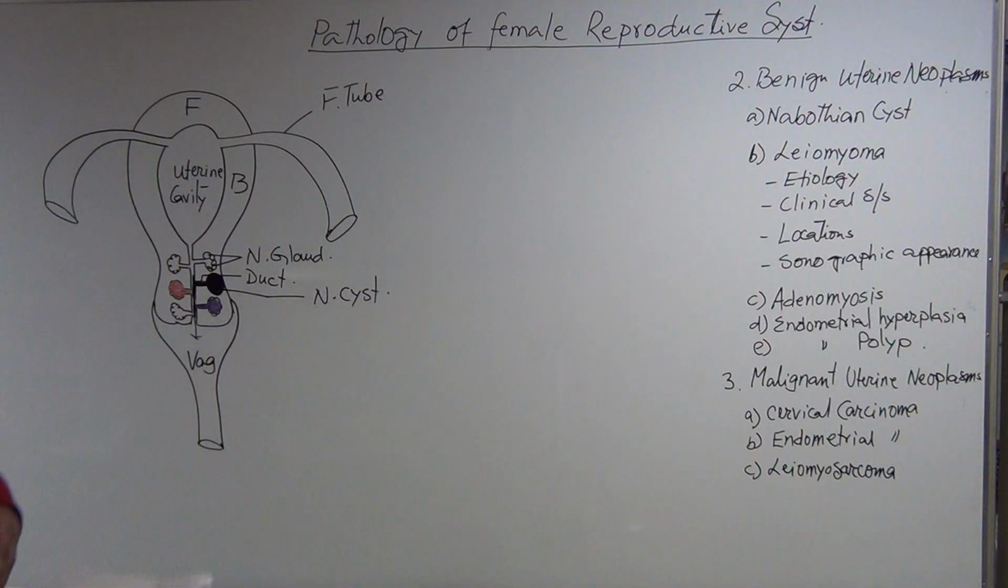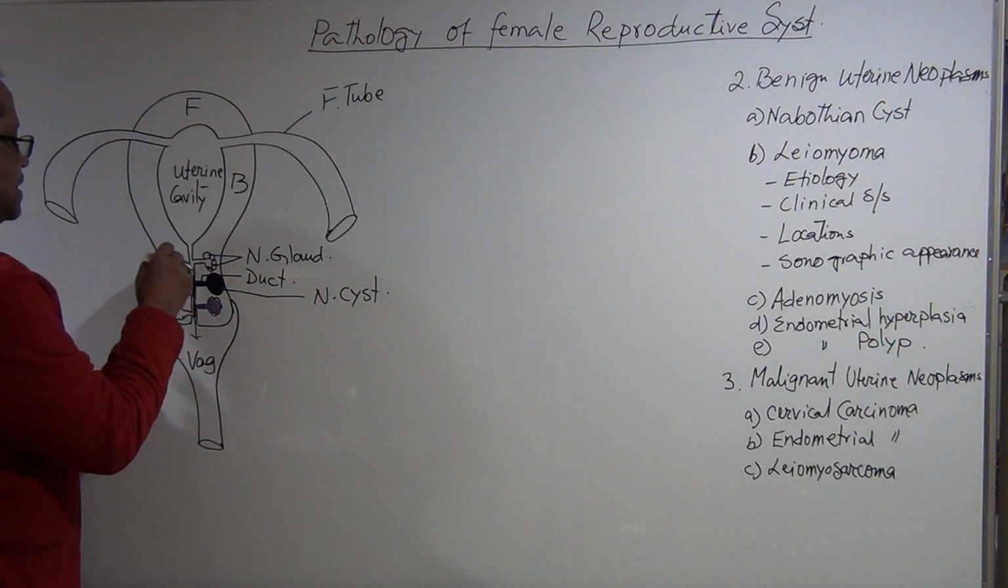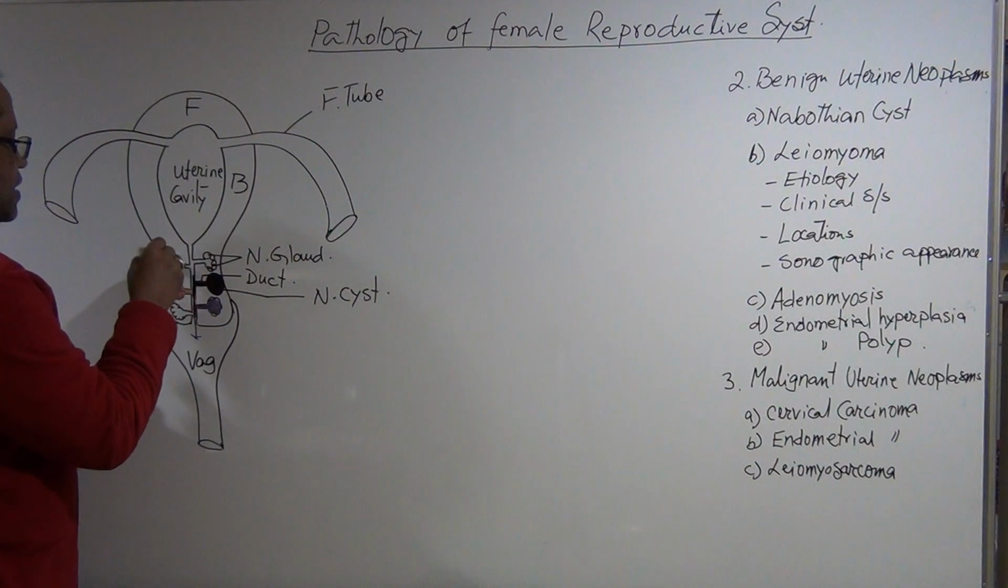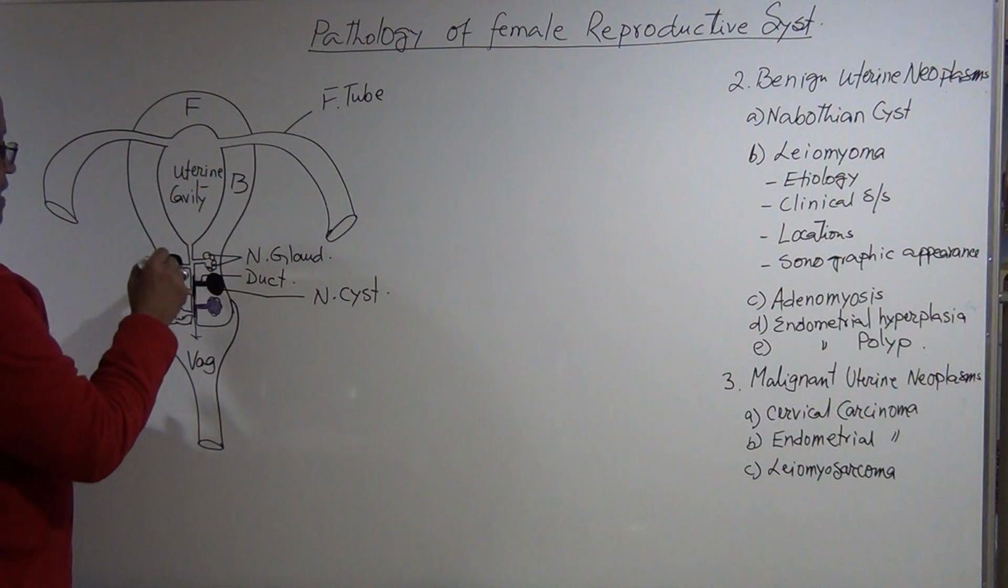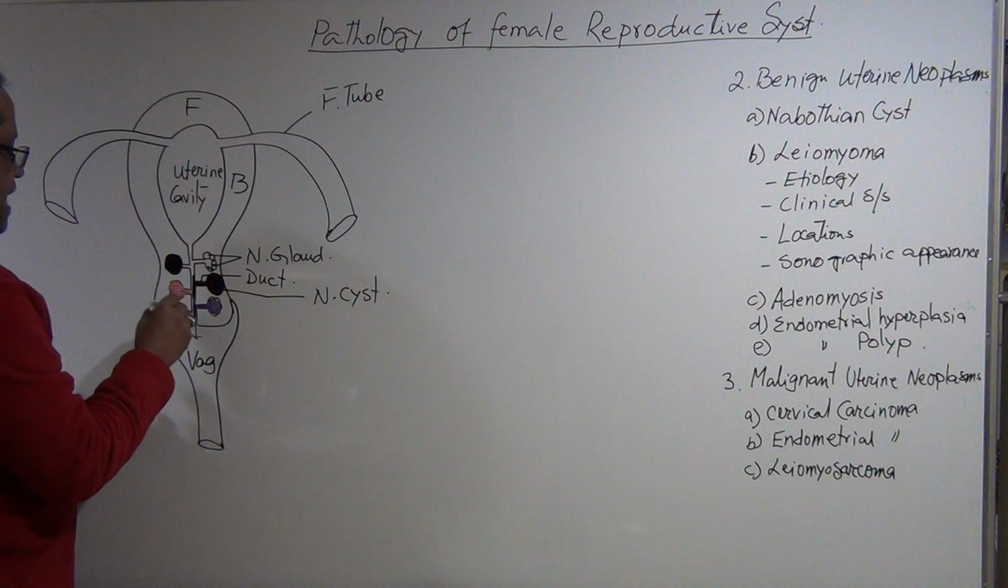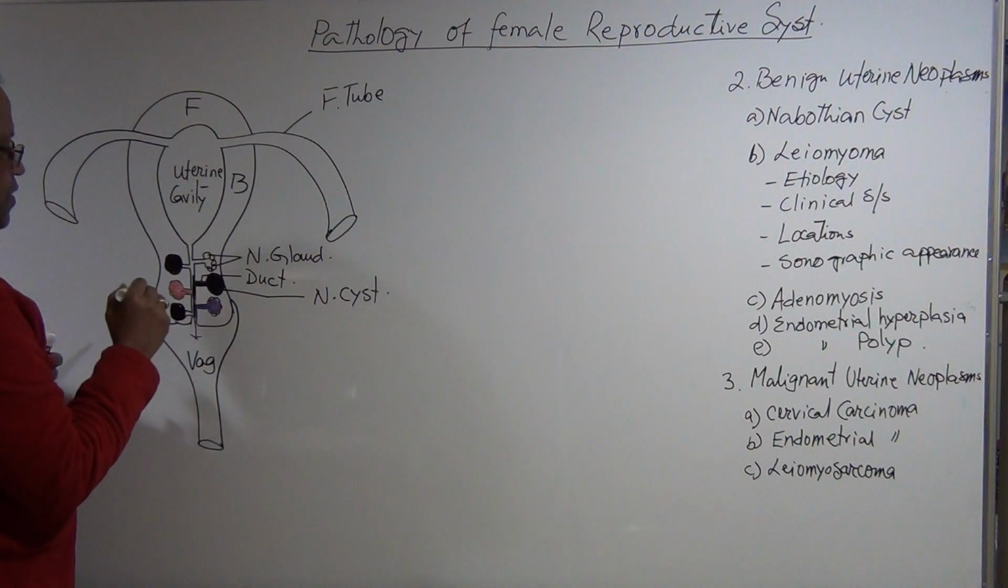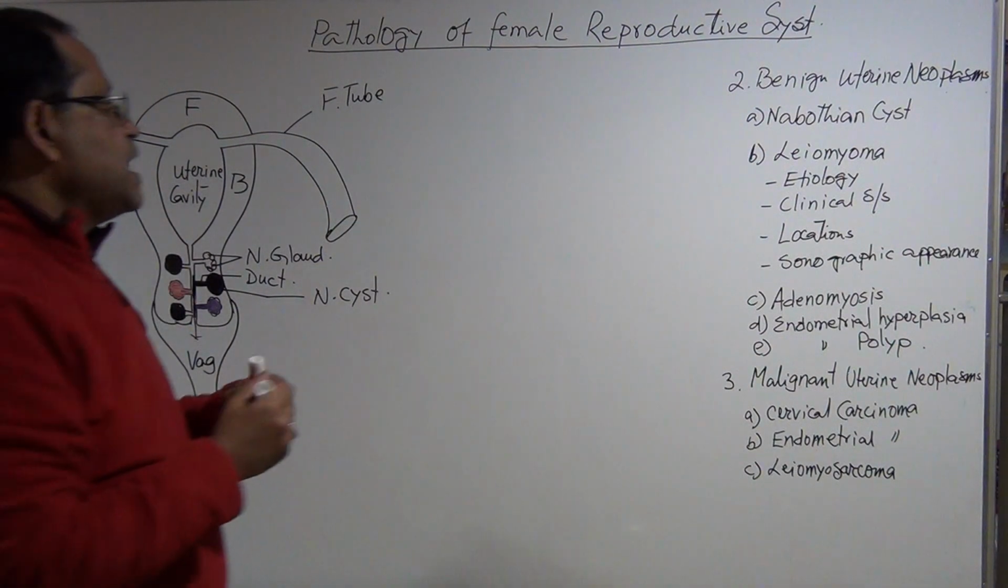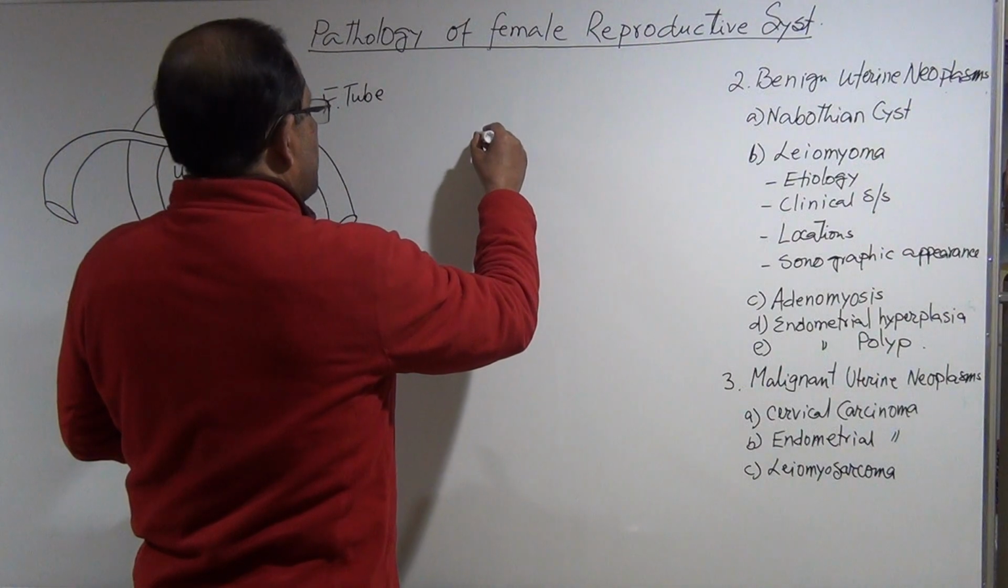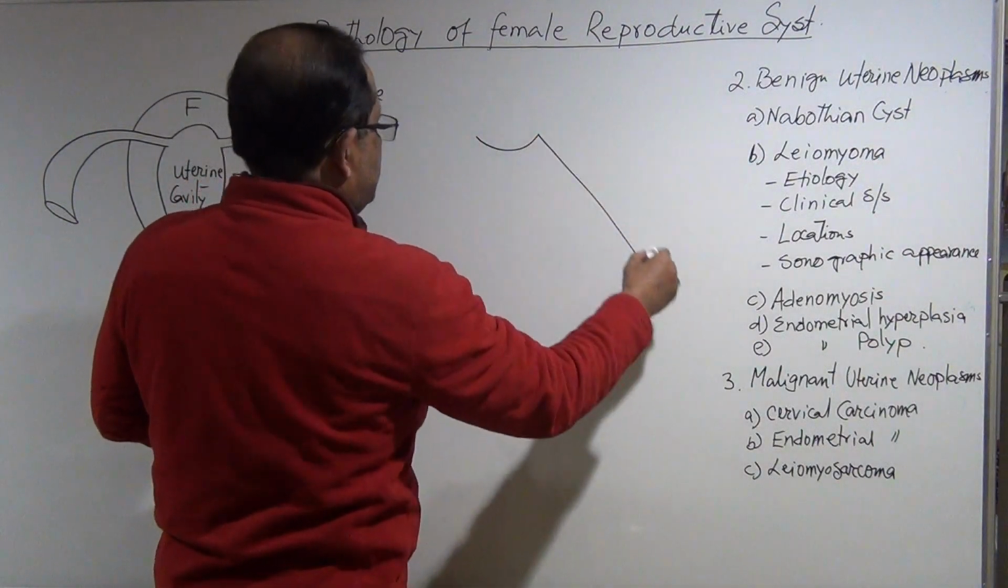Okay, so now this is Nabothian cyst. When there are multiple Nabothian cysts, you will see only the cystic area, and no ductal dilatations can be seen sonographically. Okay, so now I will draw the sonographic image, and keep that in mind.